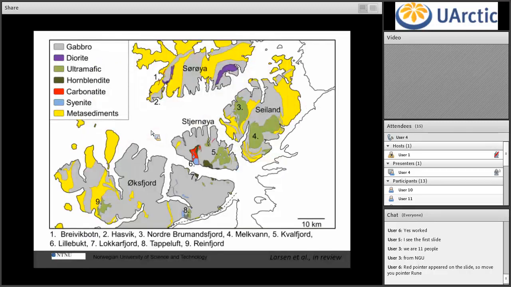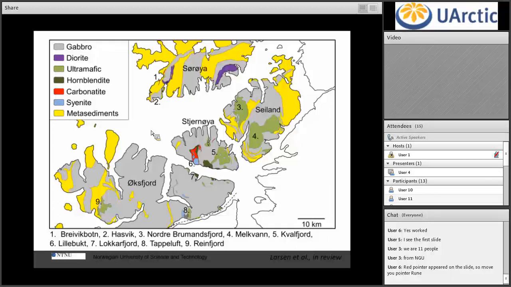Okay, so let's just start out with the regional geological setting of SIP. Everything in gray represents layered gabbros. In yellow, we have the country rock metasediments. They are pretty much all classified as the Klubben psammites. Then in green, we have the ultramafic complexes.